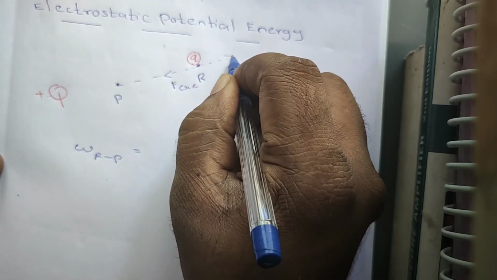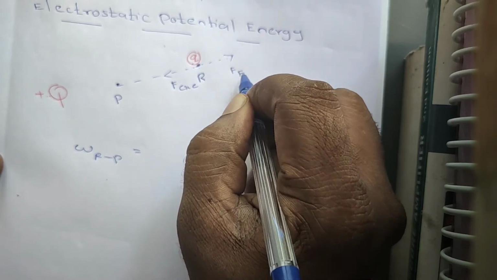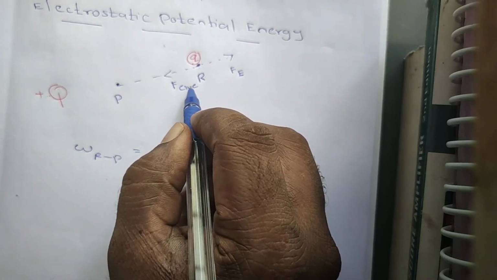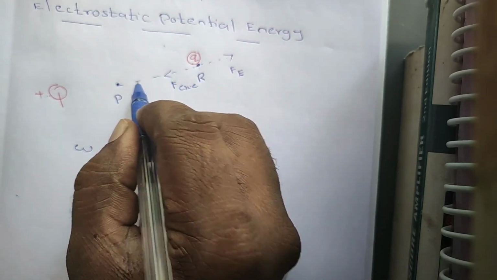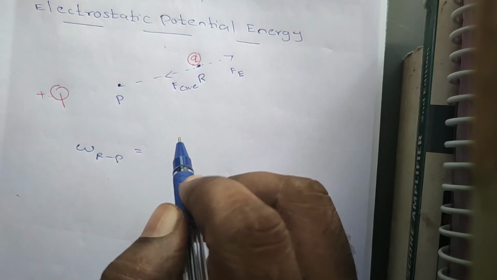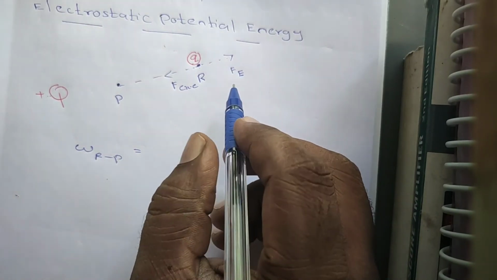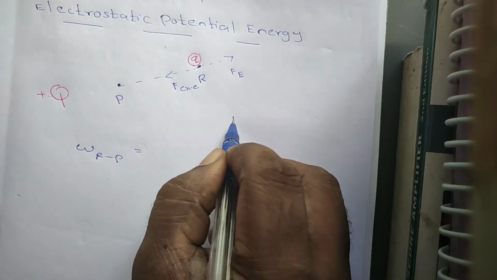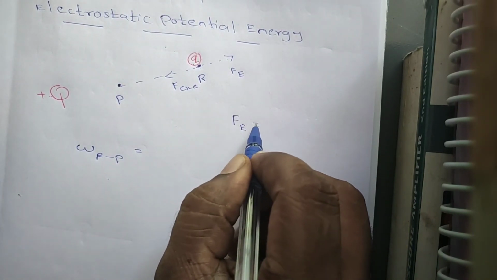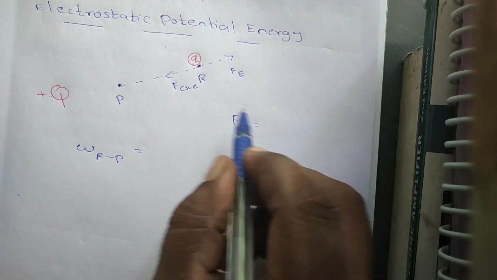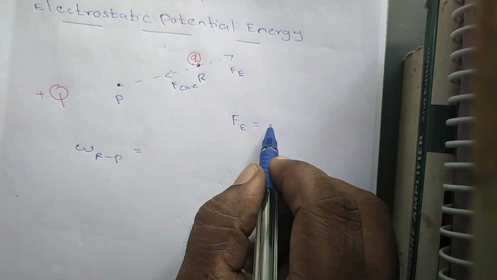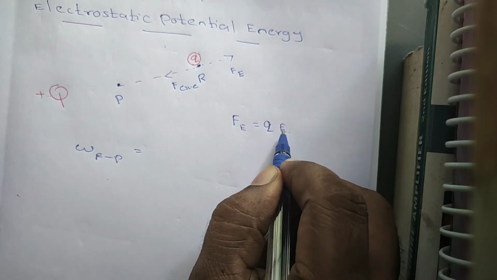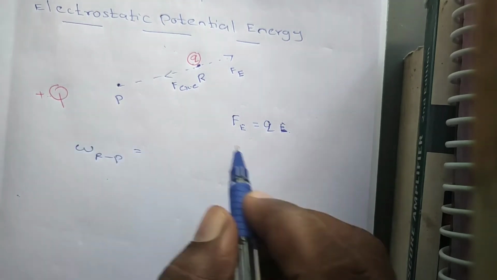What about the electrostatic force? The electrostatic force is in this direction. So this is my external force. As it comes closer and closer, this electrostatic force increases because the electrostatic force formula is Q into E. What is the E value? Fe is equal to the force experienced by a charged particle in an electric field, that is QE. What is this capital E?